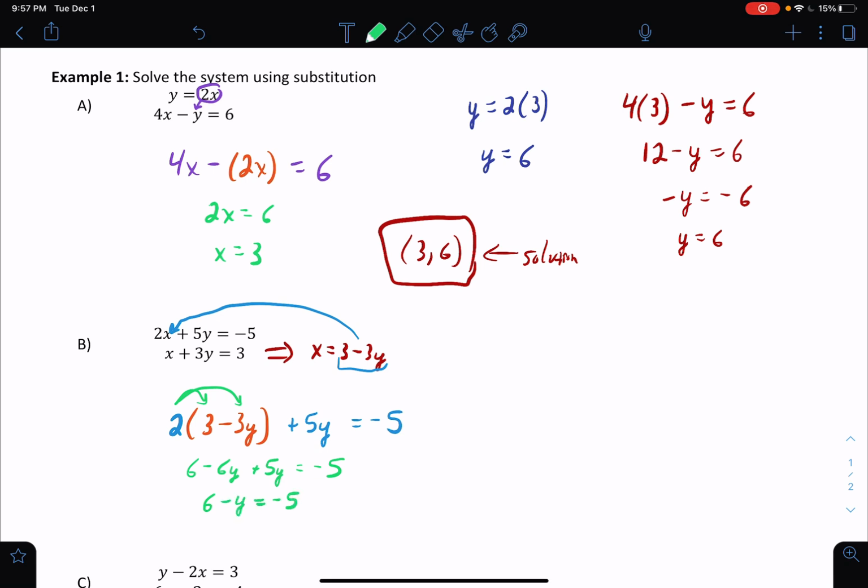Subtract 6 from both sides, so I'll get negative y equals negative 11. Divide by negative 1, y is going to equal 11. All right, so we got one of the variables. We know y equals 11.